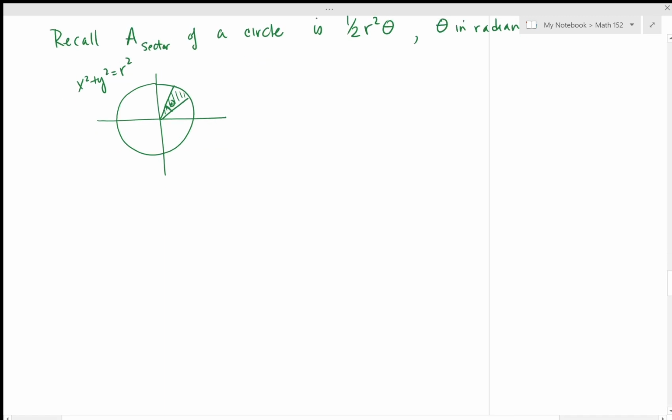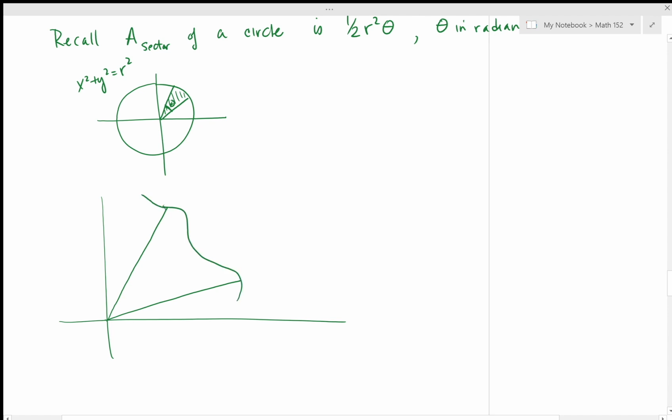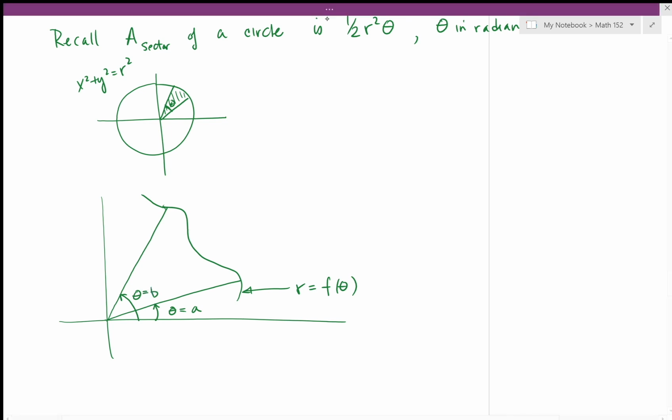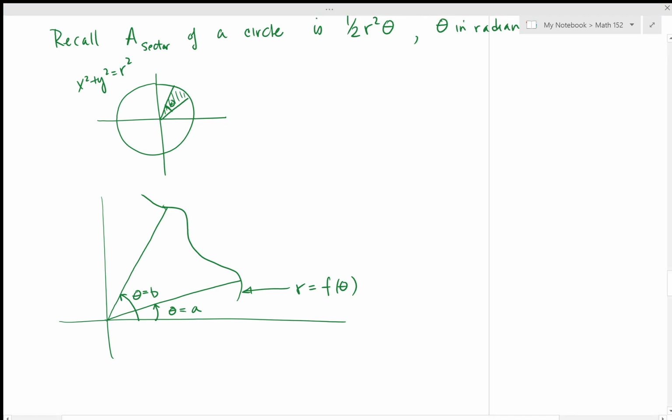Okay, so we're going to use that to set up the proper integral for calculating the area between curves in polar coordinates. So let's now take a look at a polar curve between two angles. Imagine I have some polar curve. There it is. So the curve here will be specified by some function in polar coordinates. That'll be r, some function of theta. Then this angle here will be theta equals a, and this angle here will be theta equals b. So what we're going to be asking for is the area in here.